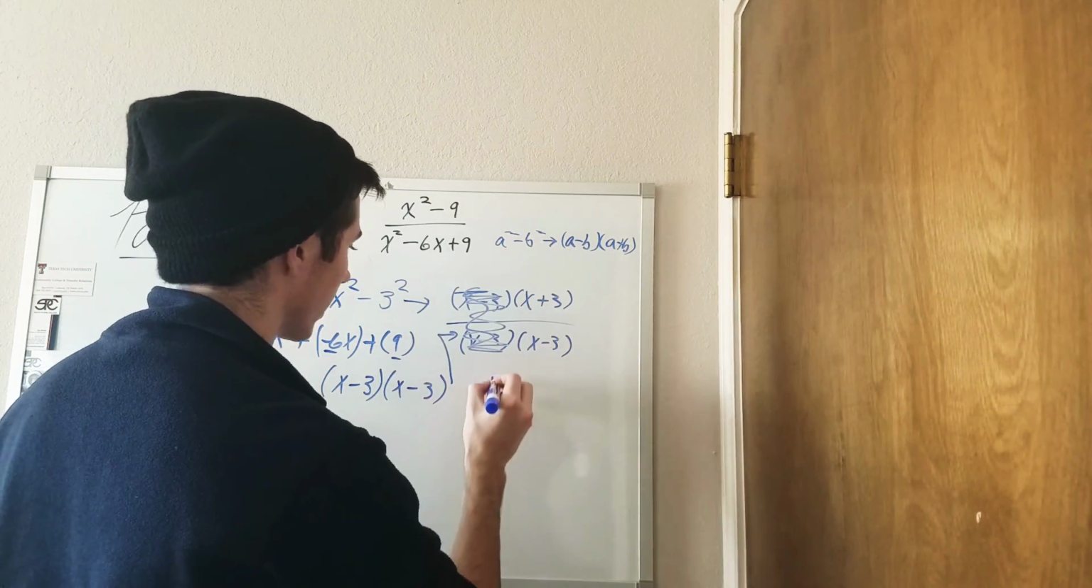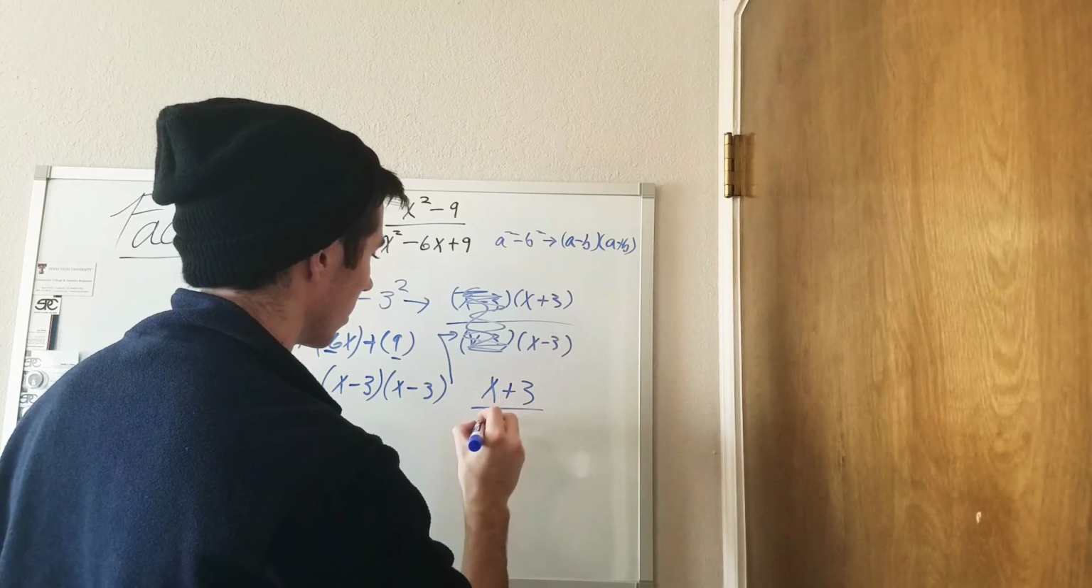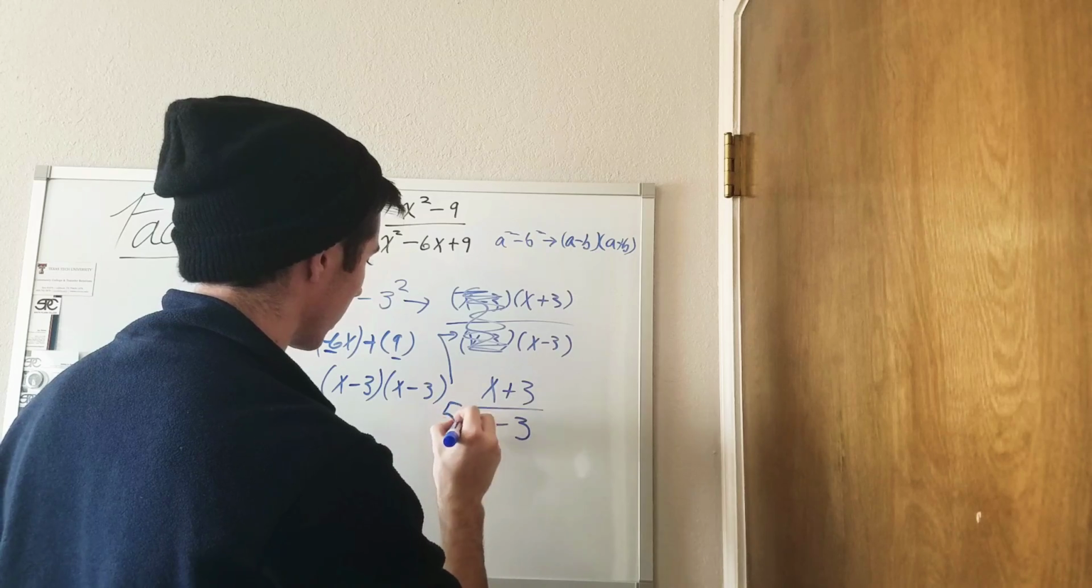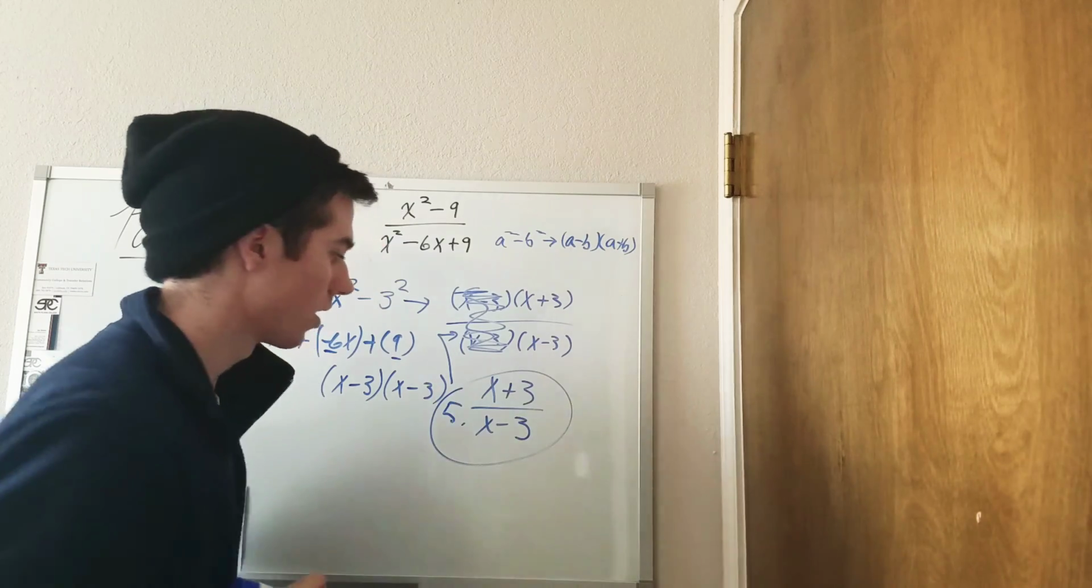And you're left with x plus 3 over x minus 3, which I believe is number 5 on your answer sheet.